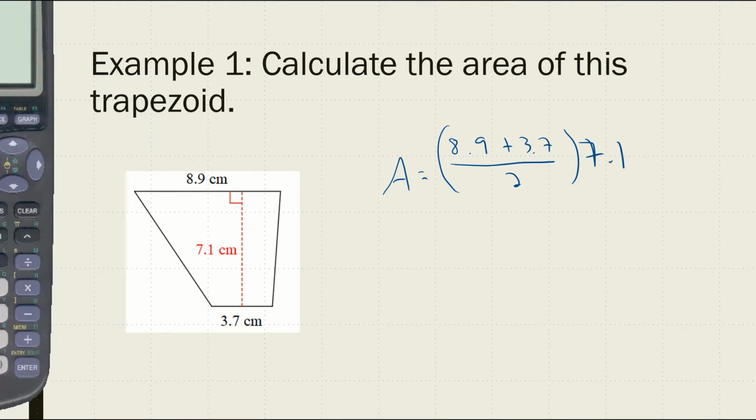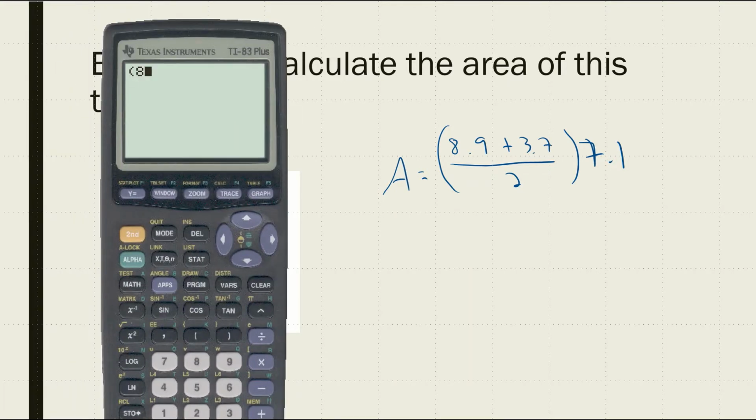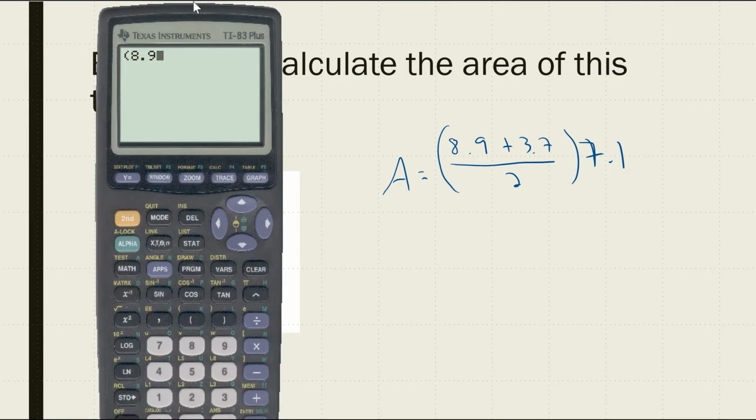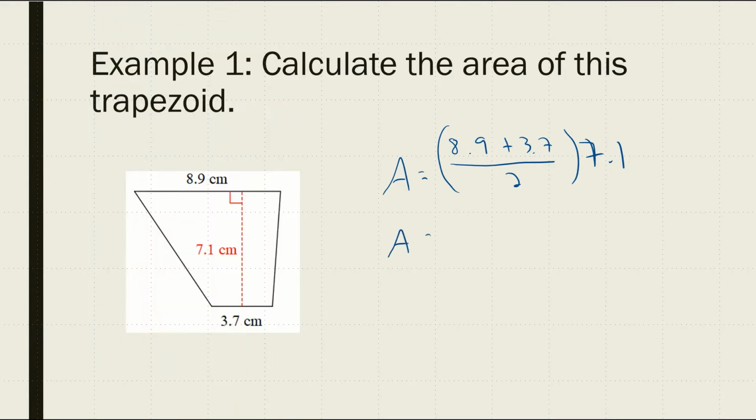So we can take our calculator and figure out what the area is. So we have 8.9 plus 3.7 divided by 2 times 7.1, which gives us an area of 44.73 units. So I'm going to write down the area, 44.73 units squared. Okay, so that's how to find the area of a trapezoid.